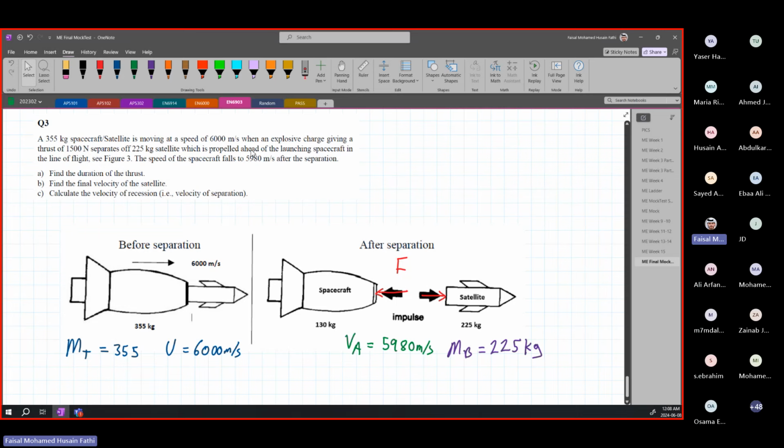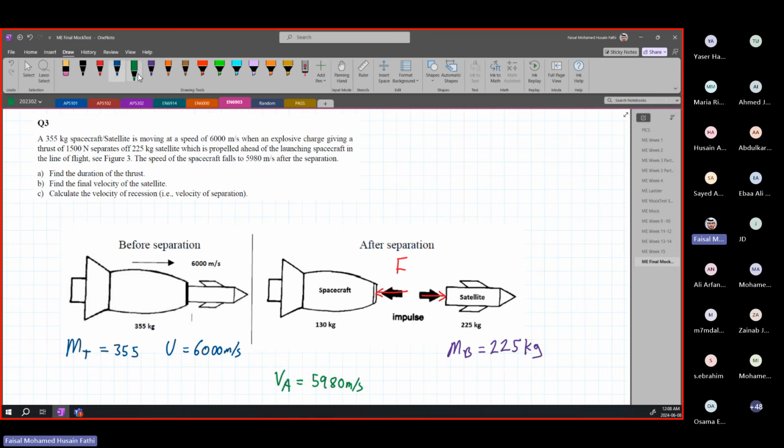Same thing about the propelled ahead means the velocity VB. Let me write VA over here. And the velocity VB is equal to some velocity, but we know it is in the same direction. We know that the velocity VB is in this direction, and this is the velocity of VA. All right? So, find the duration of the thrust.